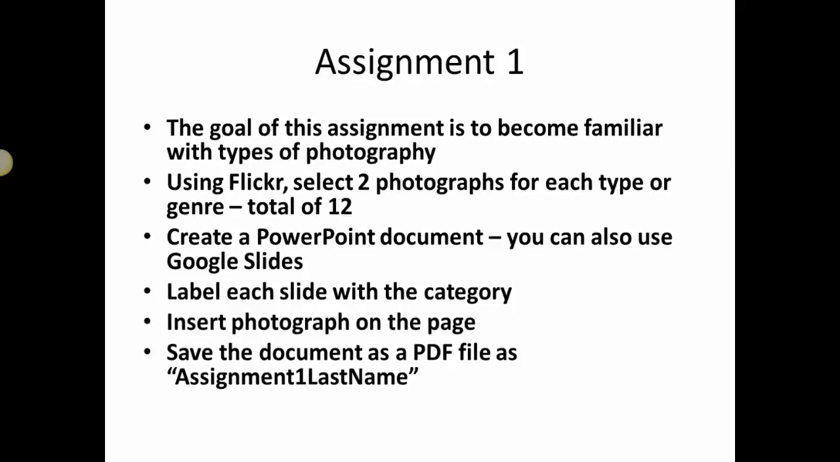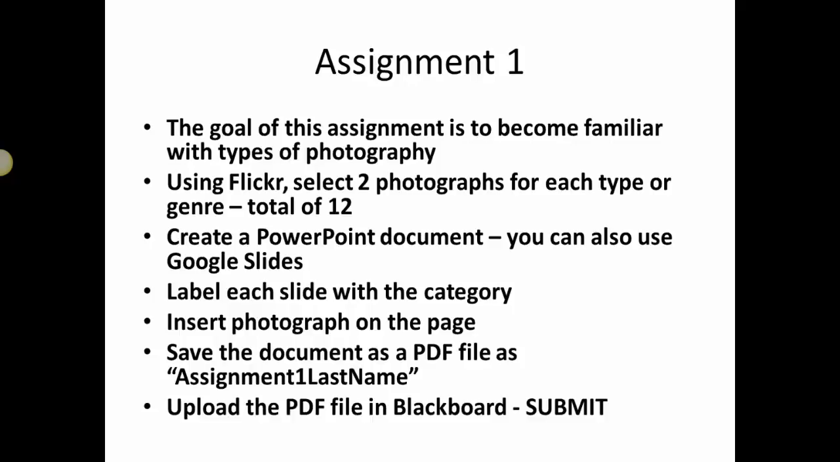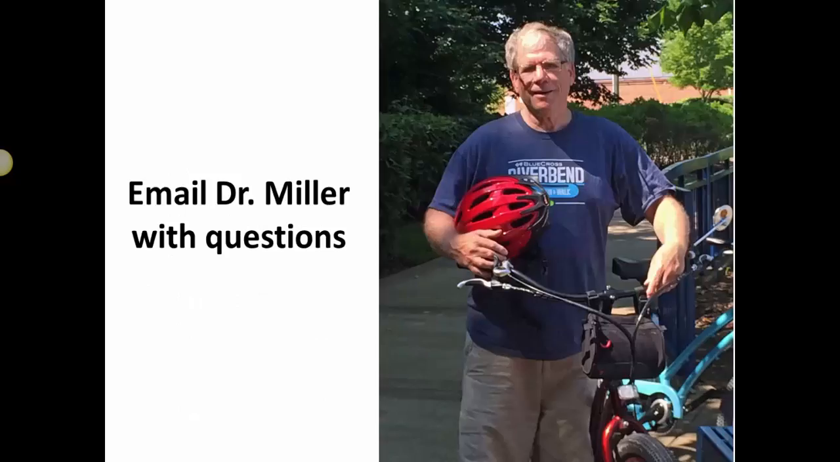Then I want you to save this document that you've created as a PDF file, and that's explained also in the other video, but basically you do a save as, and then I want you to use this naming, which is to say assignment 1 with your last name. Then you just simply upload that PDF file in Blackboard. So if you have any questions, just send me an email.